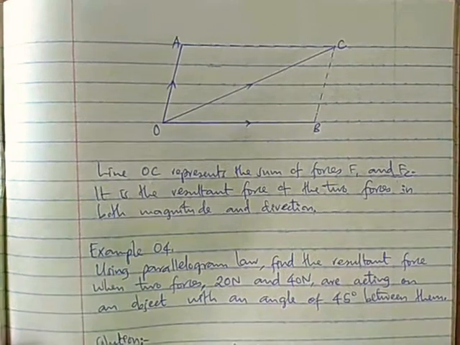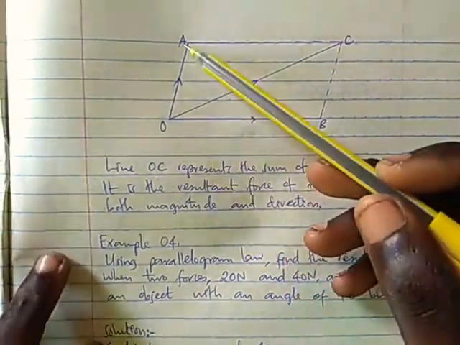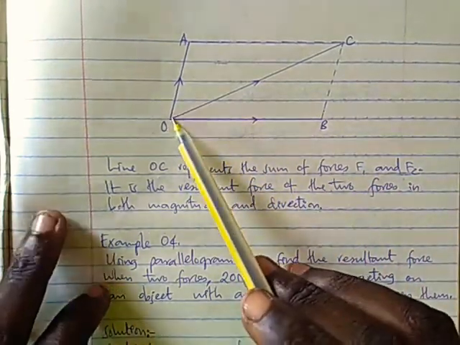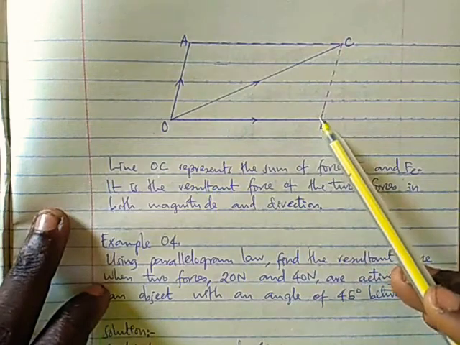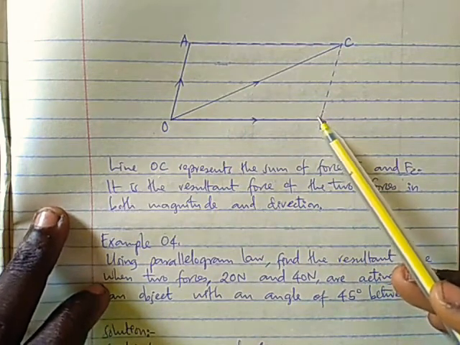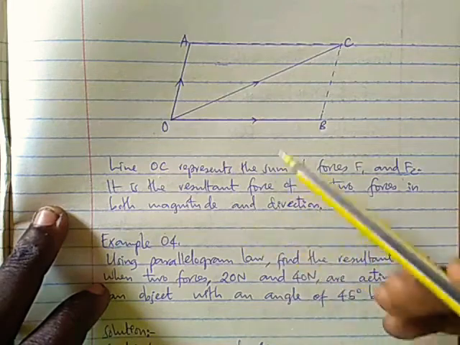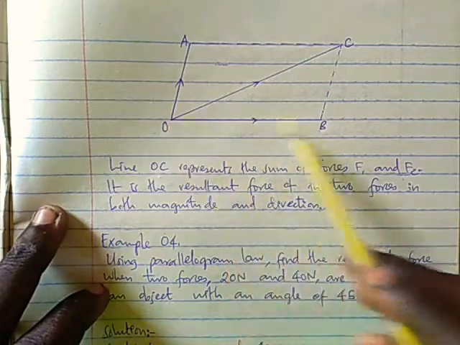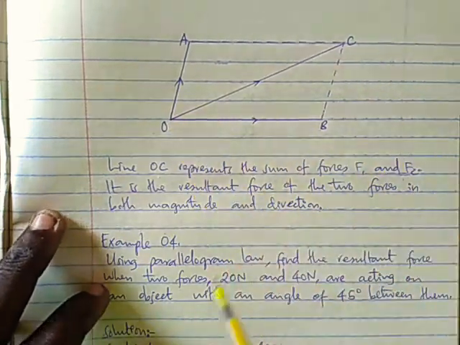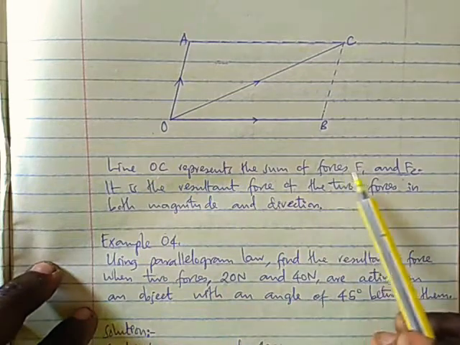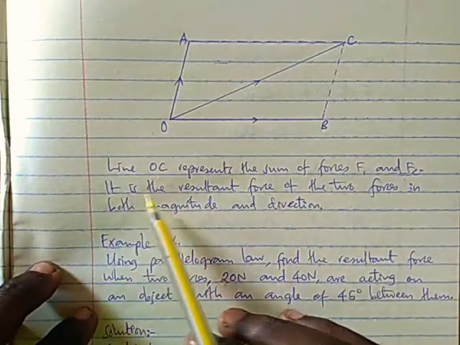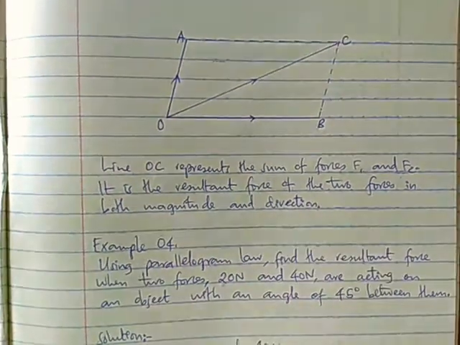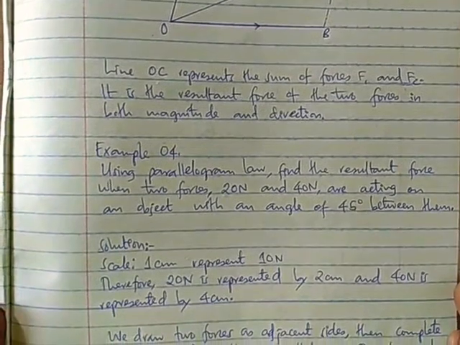So from this diagram unaweza kuona we have OA and then we have OB. Tumedraw pale ambapo huyu angle yake alivyo, tumedraw line mwingine ambayo atakuwa na angle ile ile, na ndio maana unaona hii parallelogram imekaa vizuri. That is because huyu line tumemchora kwa kipimo kama huyu. So tutakuwa na OA then OB then resultant is OC. Line OC represents the sum of forces F1 and F2. It is the resultant force of two forces in both magnitude and direction. This is what we call the parallelogram law of vector addition.